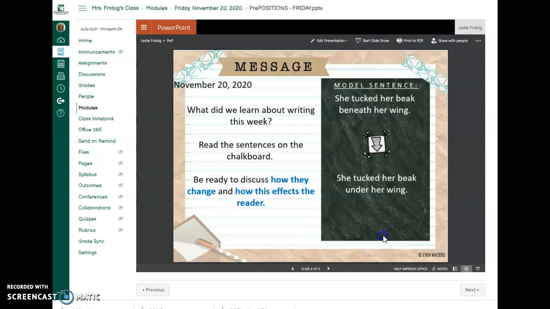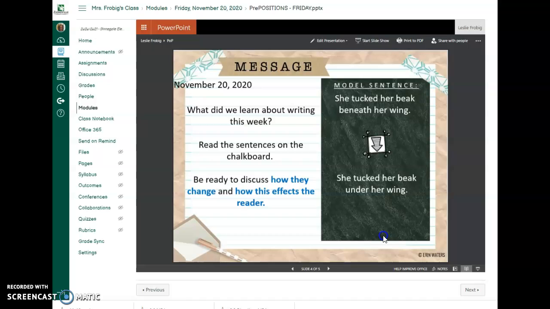All right, and the last one. She tucked her beak under her wing. What do you notice? That one sounds okay. It looks right. This one's not quite as obvious because there's not anything wrong with it. All I've done was use a synonym for my preposition. Still using a preposition, the word under is a preposition, right? But it's just a synonym, something different. And so it changes a little bit of the flow of the writing, the fluency of the sentence.